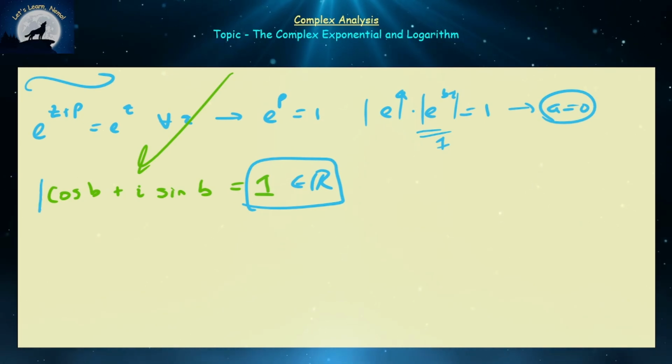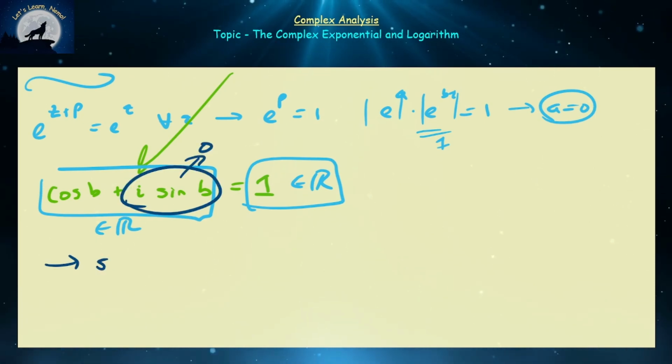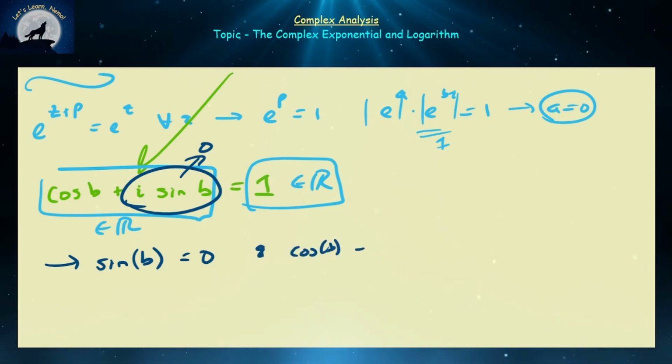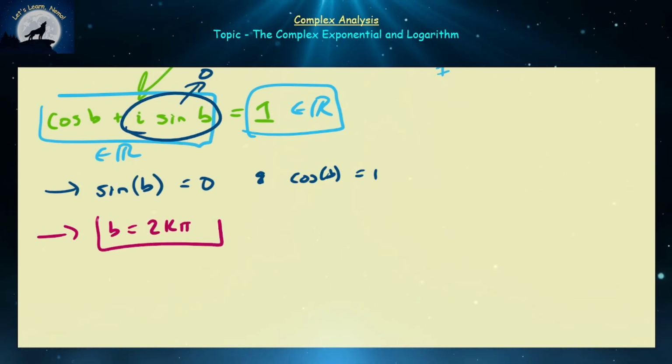So if this is a real number, that means this must also be a real number as well. And if this is a real number, that means this term must be equal to 0, which means that the sine of b must be equal to 0 as well, and cosine of b must equal 1, right? So sine of b must be equal to 0, and the cosine of b must be equal to 1. So what value of b in the set of reals will make this true? Well, from basic pre-calculus, you should know that b must be equal to 2kπ.